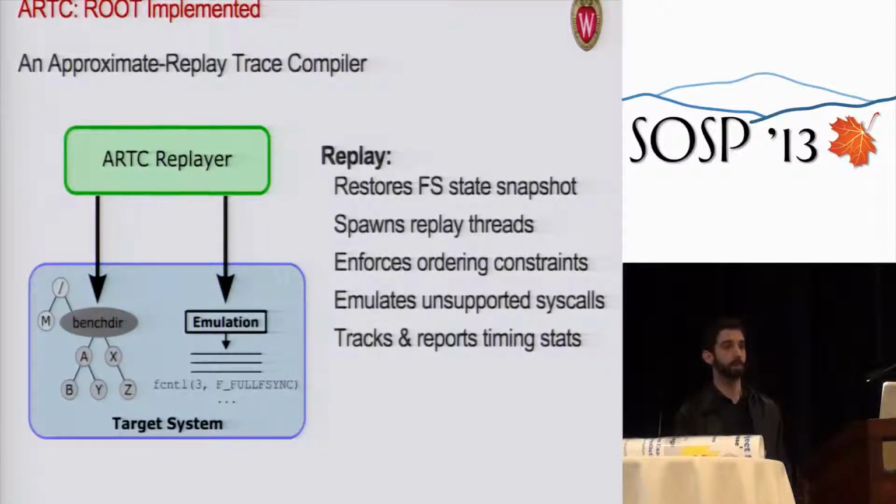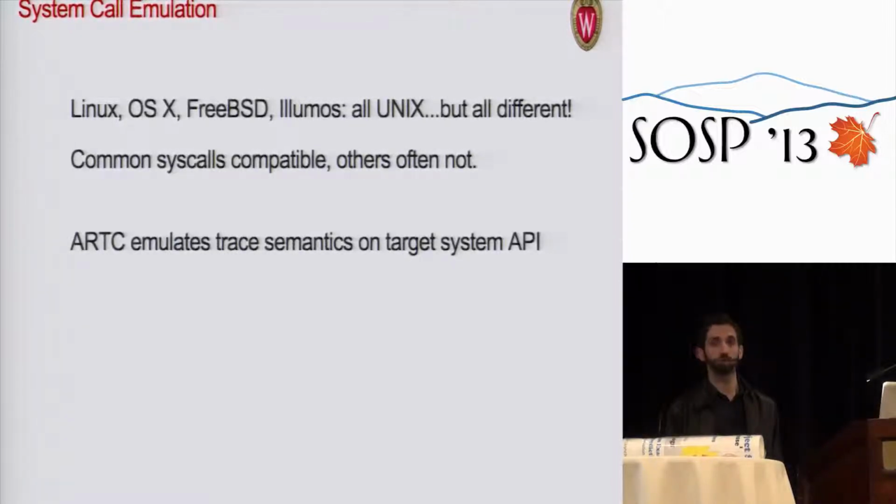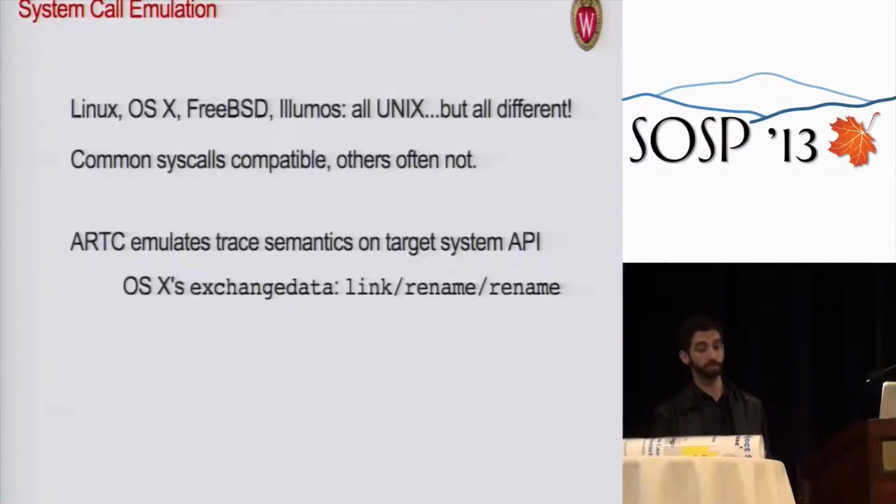It also, importantly, emulates unsupported system calls, which arises because, while all 4 systems that we support are essentially Unix systems, they all have their slight variations on the basic Unix API. Your common meat and potatoes system calls, open, close, read, write, and whatnot, those are all compatible, pretty much universal. But there are situations where you have system calls that are not supported on one system. So we have the ARTC replay engine emulating those with the best available approximation on the system you're running on. So for example, on OS X, you have this nifty operation, exchange data, which takes 2 file names by path and atomically swaps their data, preserving inodes, which is a unique primitive that other systems don't offer. So the best we can do is a sequence of a link and 2 renames that approximates a similar effect.